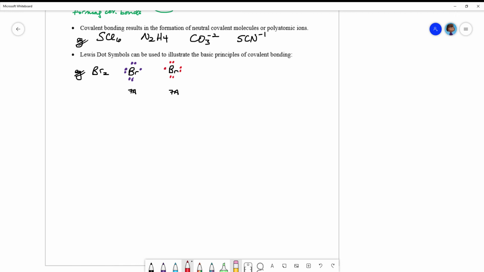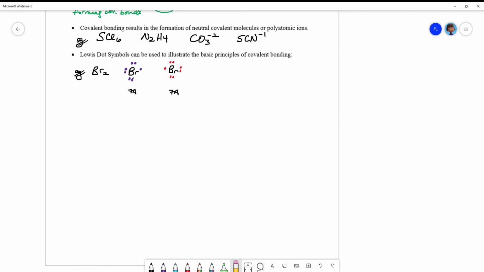Now, both bromines would really like to have 8 valence electrons. If they had 8 valence electrons, they would have the same electron configuration as krypton, and they would have filled valence orbitals and be quite a bit more stable as a result. But the problem is neither bromine atom is willing to give up a valence electron to the other bromine. In other words, purple bromine isn't going to give an electron to red bromine. Red bromine's not about to give an electron to purple bromine, because that doesn't advantage the giver. It advantages the taker, but not the giver of the electrons.